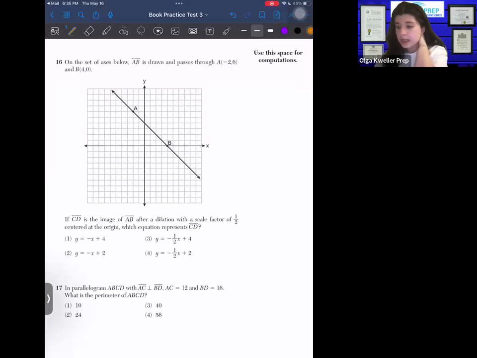We've got line AB. They tell us that it passes through the following points: (-2, 6) on A and (4, 0) on B. And then they tell me that CD is AB after a dilation with a scale factor of 1/2 centered at the origin. And they want to know which equation represents line CD. So what's our thought process here?